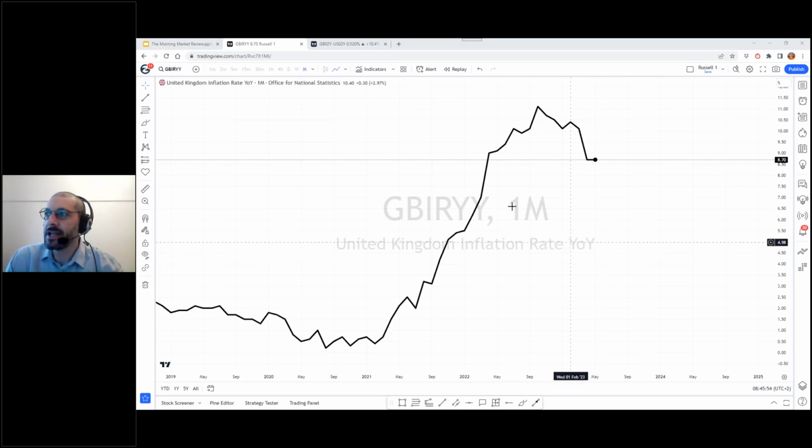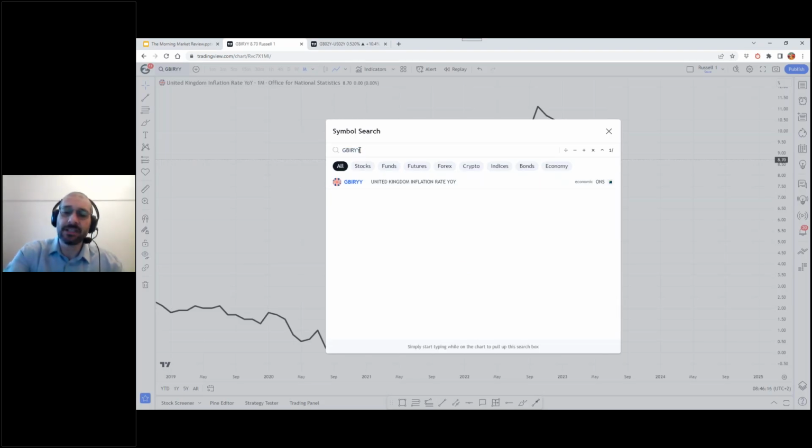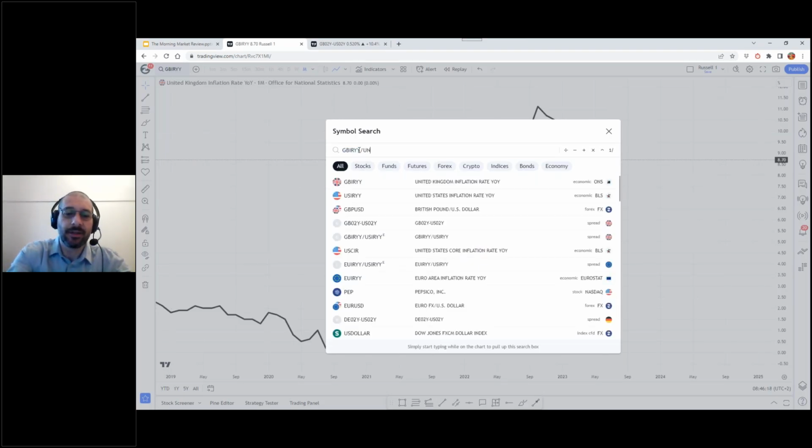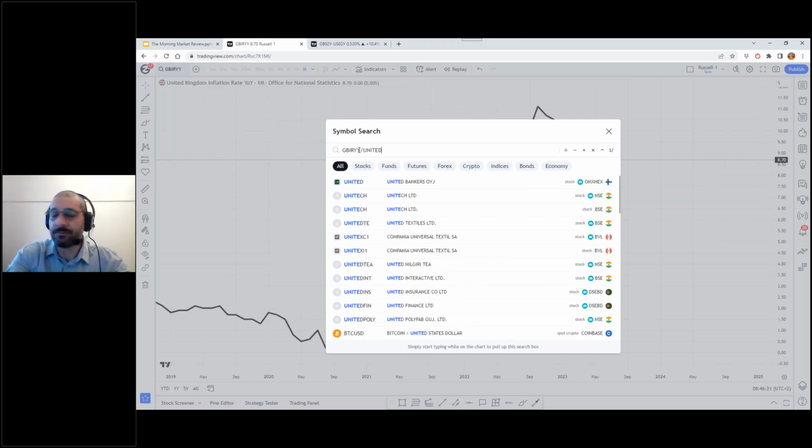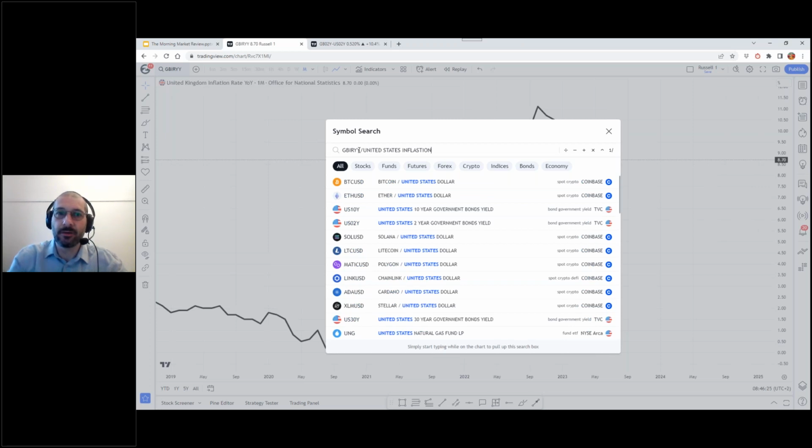All right, so now we've got the UK inflation rate. It looks a little bit different to the US inflation rate. Okay, now we're going to do a relative strength analysis. What we're going to do is take the United Kingdom inflation rate and divide that by the US inflation rate. So it's a relative strength analysis. So what you're going to do here is just put divide and just type in United States inflation. We're not looking at the core here. We're looking at the headline.